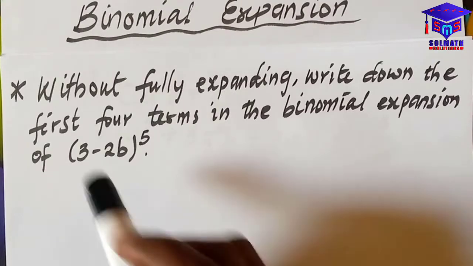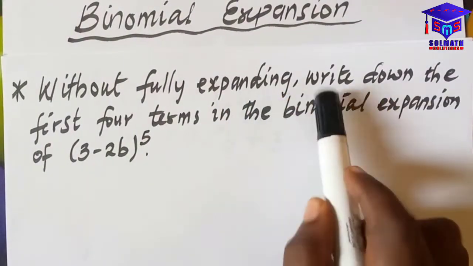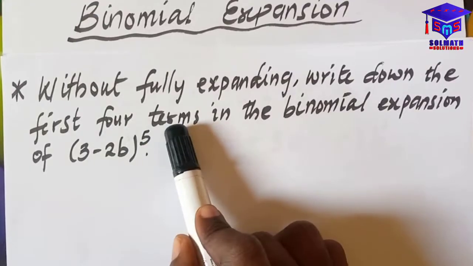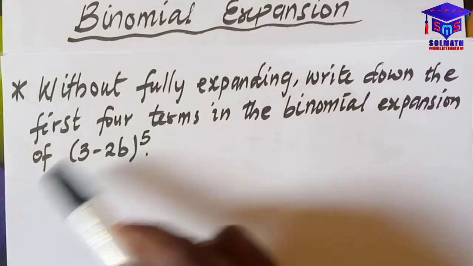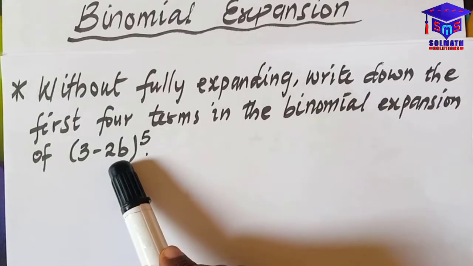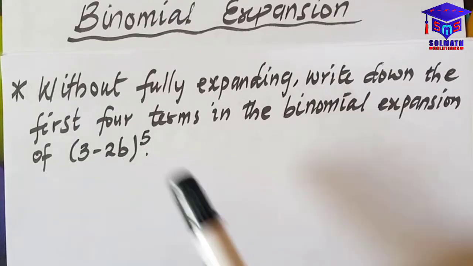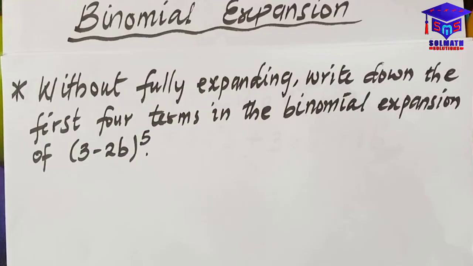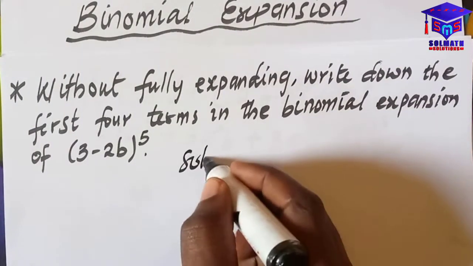This question says, without fully expanding, write down the first 4 terms in a binomial expansion of this. Okay, you want to write the first 4 terms of this binomial without fully expanding. So we are not going to necessarily expand everything. We just want the first 4 terms. So let's quickly look at the solution.